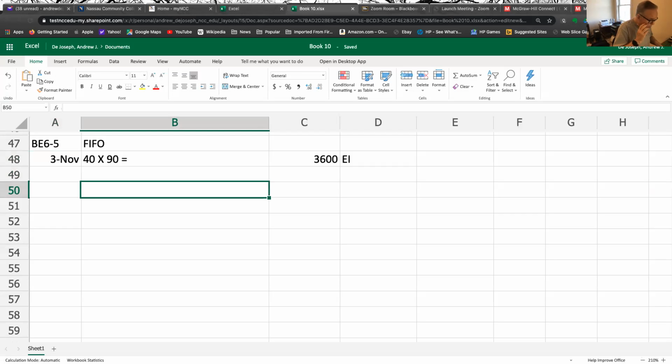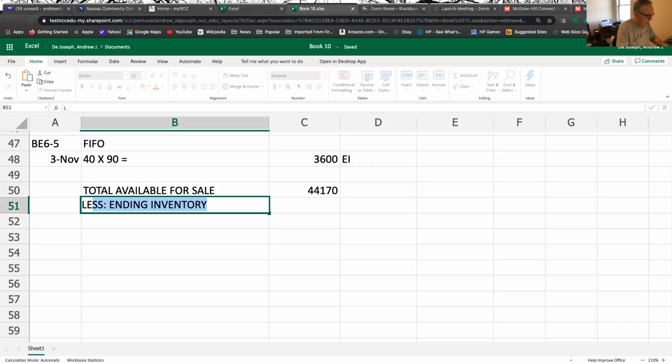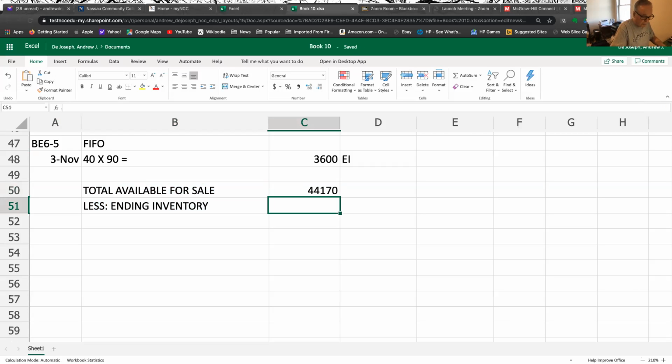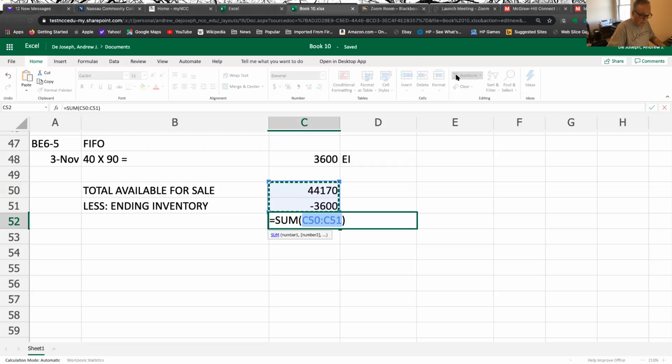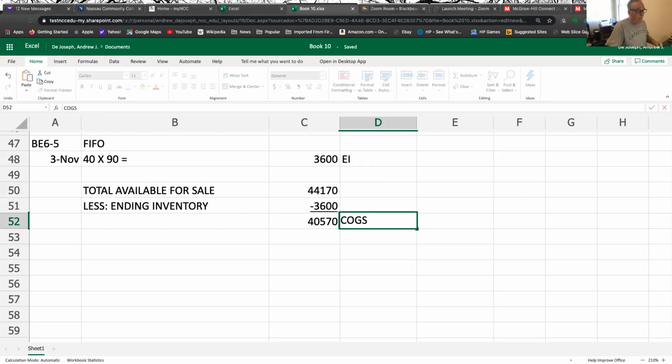What's cost of goods sold? It was that total available for sale, which was 44,170 less the ending inventory, which is 3,600. All right, so that comes out to 40,570. Right, that's your cost of goods sold.